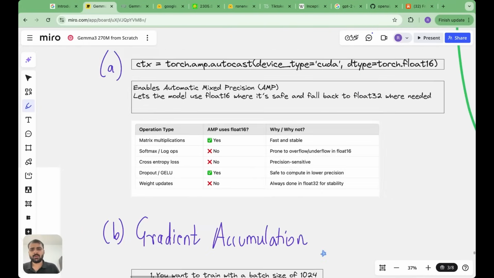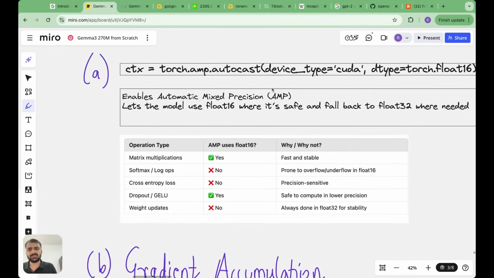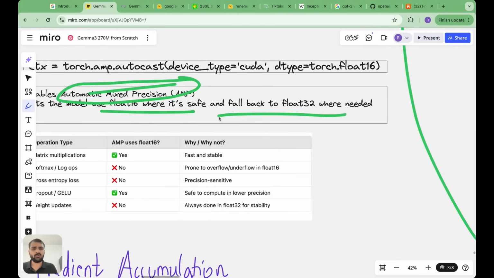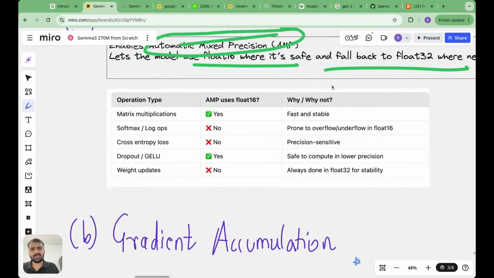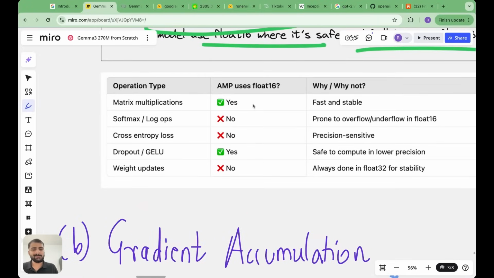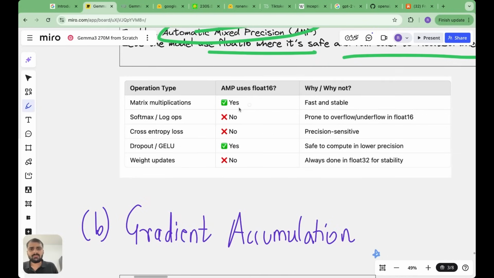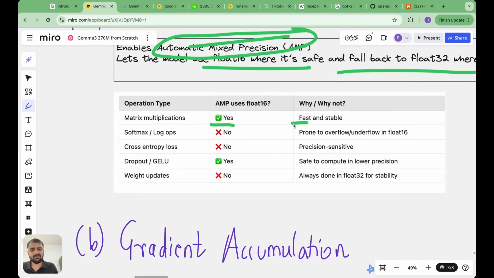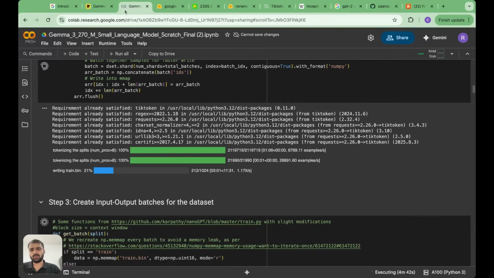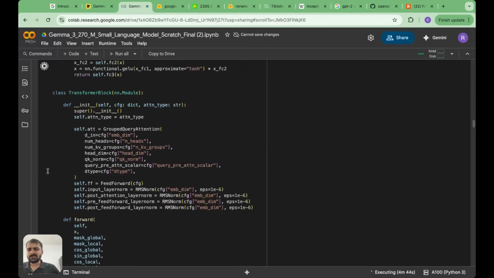The first thing which we are going to do is something called mixed precision. What this does is that it lets the model use float 16 where it's safe and falls back to float 32 where needed. For example, matrix multiplications can use float 16. They can be fast and stable. Dropout or GELU activations can use float 16, but for softmax, cross entropy loss, weight updates, we will stick to float 32 for stability.